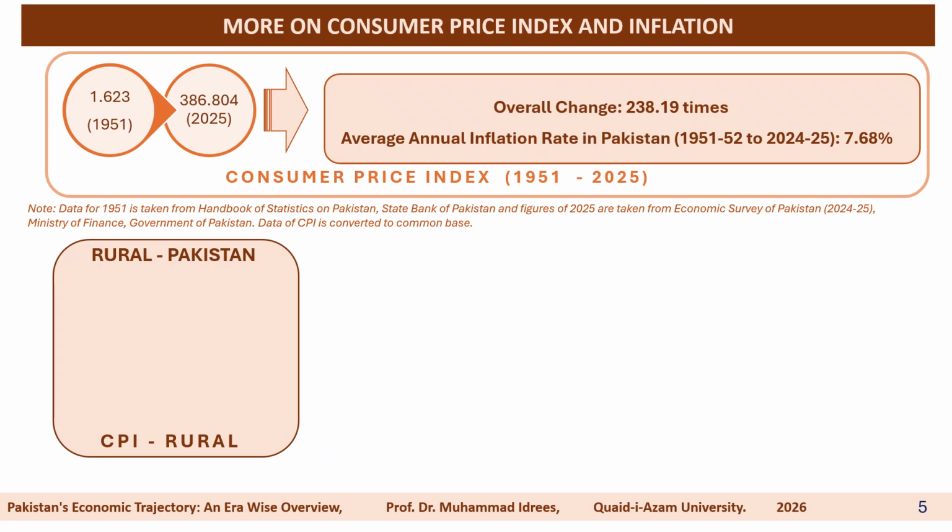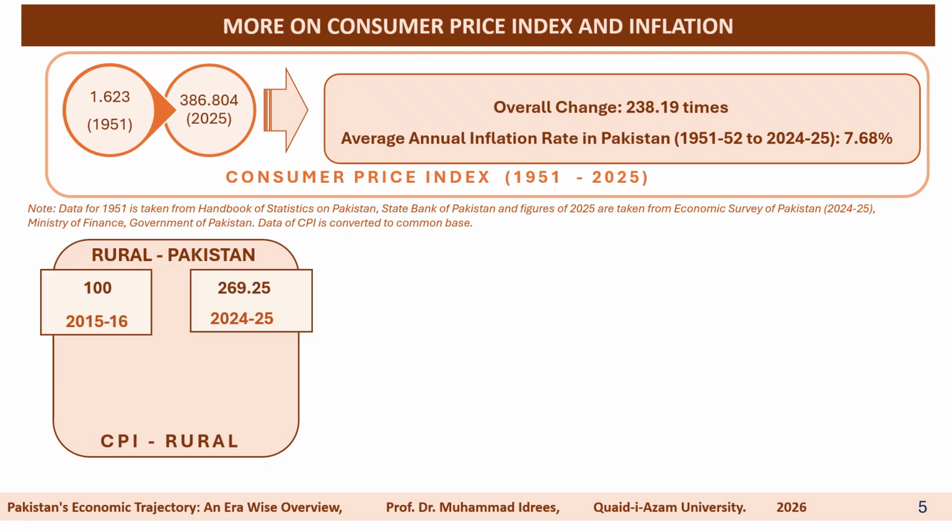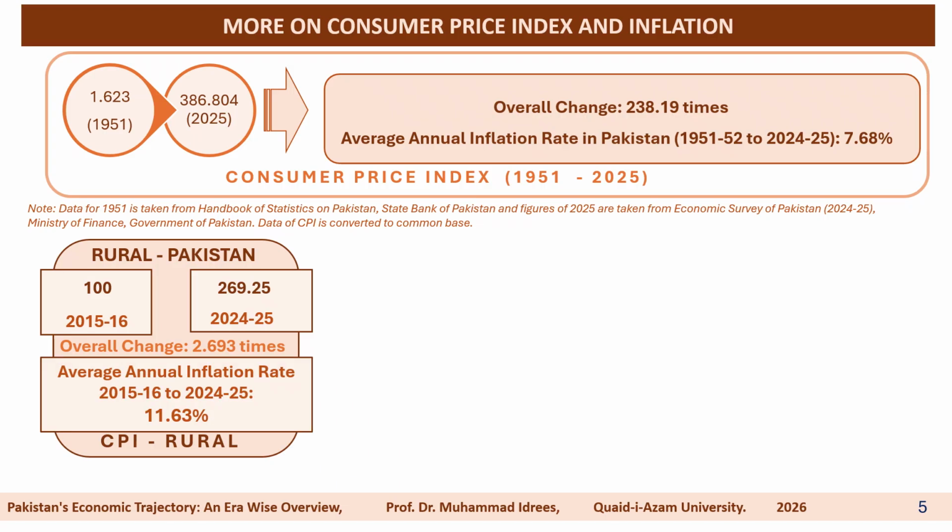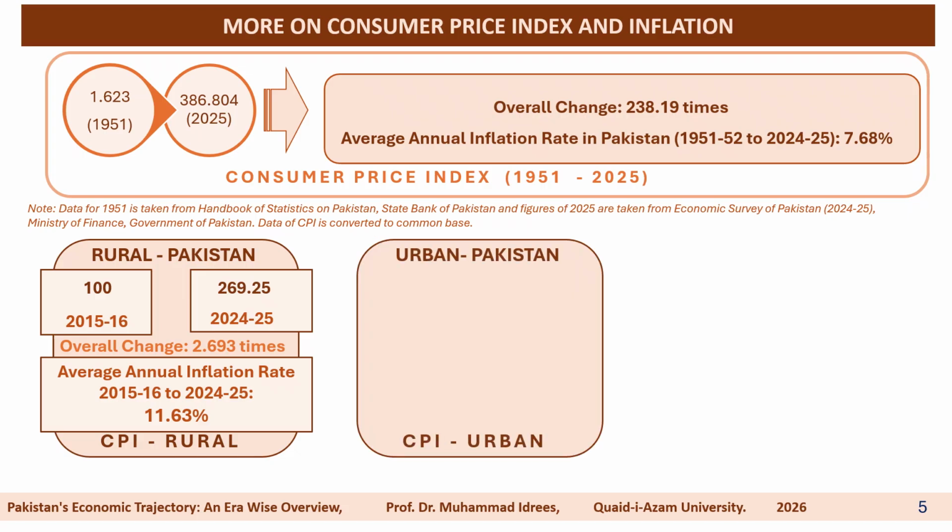First of all, we'll discuss the trends in rural CPI. The rural CPI from 2015-16 to 2024-25 has shown an overall increase of 2.693 times, indicating that from 2015-16 to 2024-25, the average annual inflation rate in rural Pakistan was 11.63.